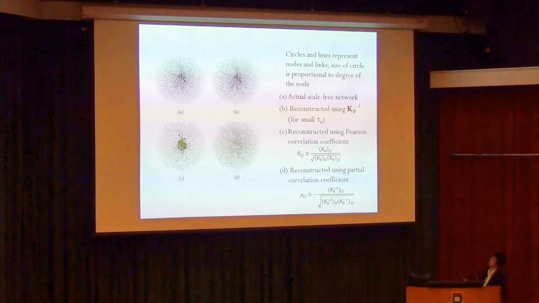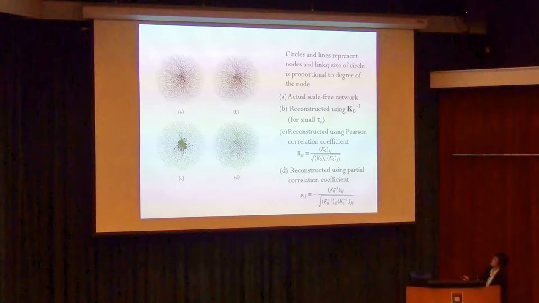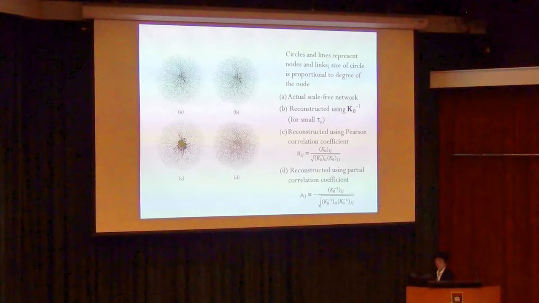And we are using our method, just using the K0 inverse, okay? From the result I just told you, if you focus on the case that tau_n is small, we can forget about the quadratic term and directly get Q from the K0 inverse. Using the K0 inverse, we reconstruct the network. You can see that they almost identify with one another. So the reconstructed result has a nice resemblance to the actual one.